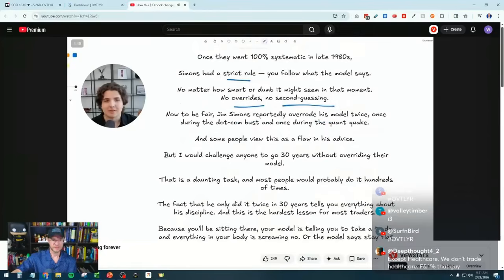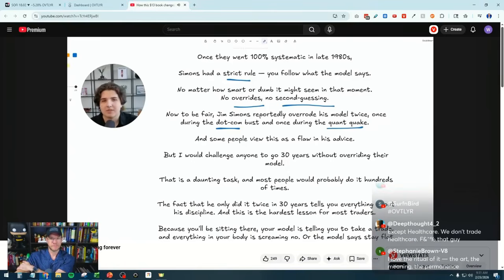I mentioned this around Jim Simons. He did override his models twice, once during the dot-com bust and once during the quant quake. Now, some people view this as a flaw. They think, hey, he can't stick to his model, so why should we take advice from it? But I would like to challenge any of you to trade a system for 30 years without overriding your model.